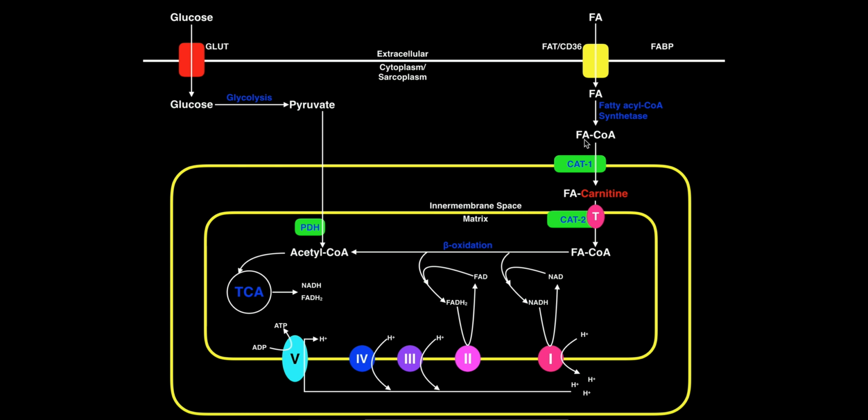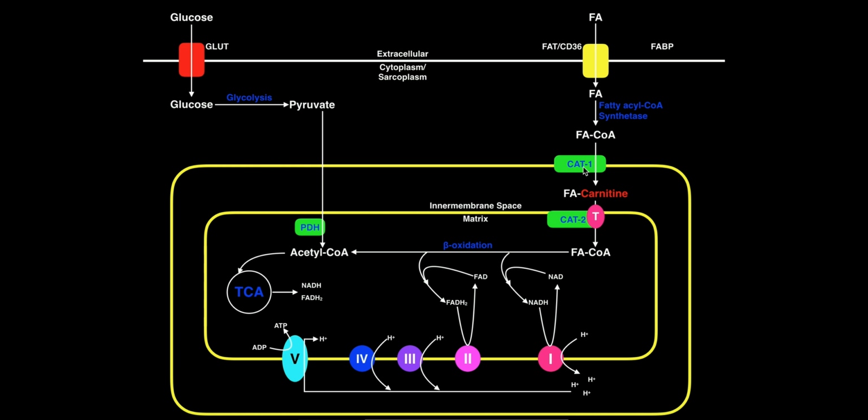So the fatty acyl-CoA is going to move into the intermembrane space, but not with the CoA. It's going to hit this enzyme, which is in the outer membrane of the mitochondria, called CAT1 or CPT1. Now, what CAT stands for is carnitine acyl transferase. If you use the CPT nomenclature, that stands for carnitine palmitoyl transferase.